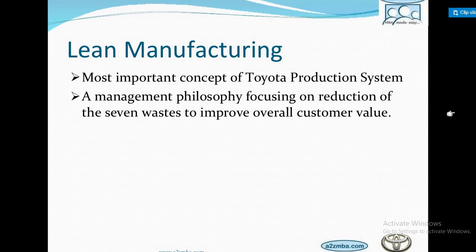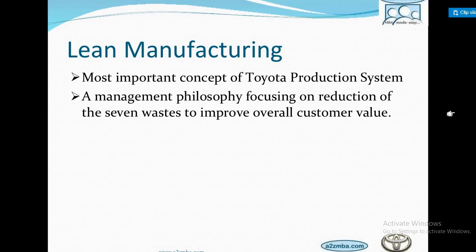So going further, what is meant by lean manufacturing, okay. In between we are getting through this concept, that is lean manufacturing. What is meant by lean manufacturing? It is the most important concept of the Toyota production system. It comes with the Toyota production system, a management philosophy focusing on reduction of the 7 wastes to improve overall customer value, okay. Whatever the 7 wastes are, we need to reduce them to improve overall customer value.